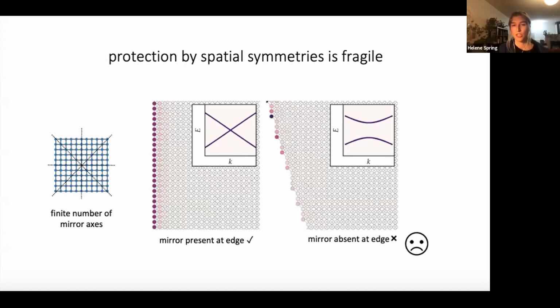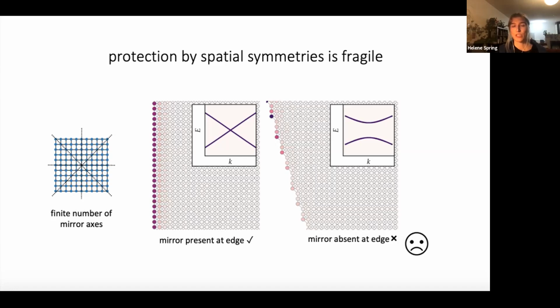So here's a simulation of a model hosting a topological phase protected by mirror symmetry. And we can see that the edge states, as indicated by the local density of states again, vanishes at the edge with broken mirror symmetry, and a gap has opened in the dispersion. So it would seem as though using spatial symmetries to protect a topological phase is a troublesome affair.